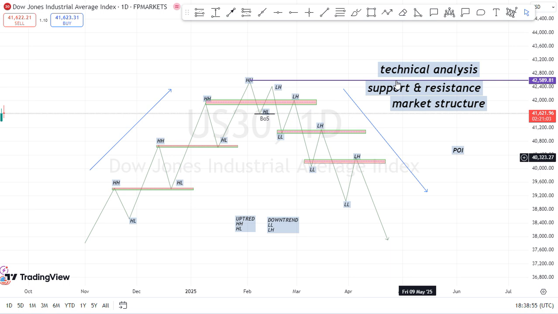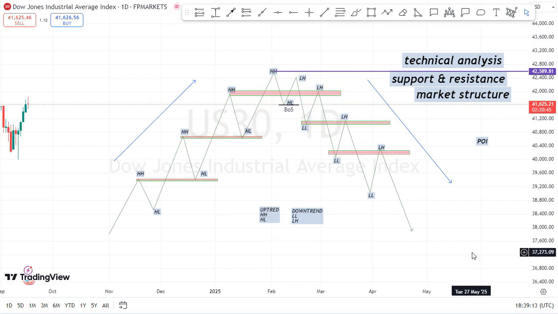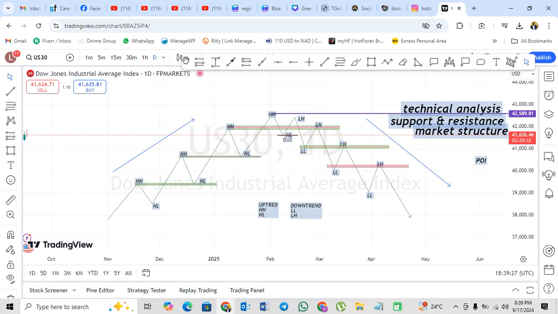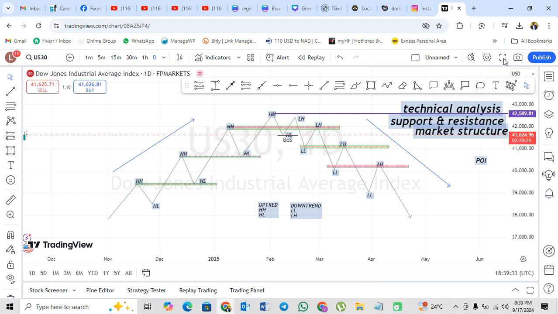Let me just take a screenshot of this. How do I do that? Okay, let me just do this quickly. Okay, let's quickly jump to our charts quickly.